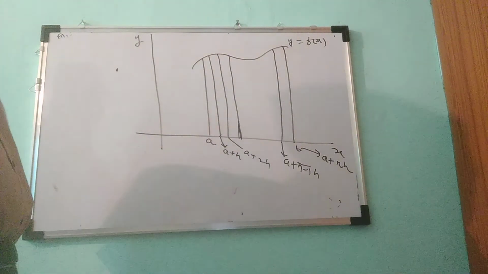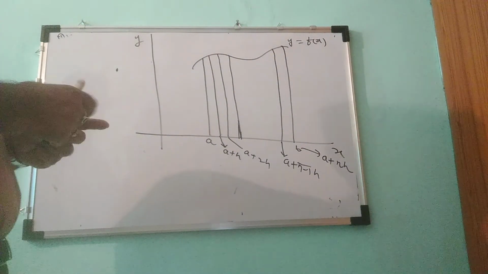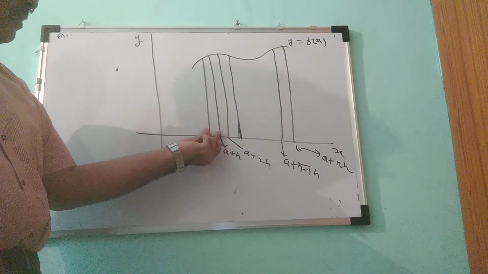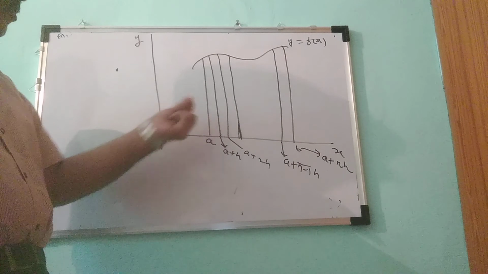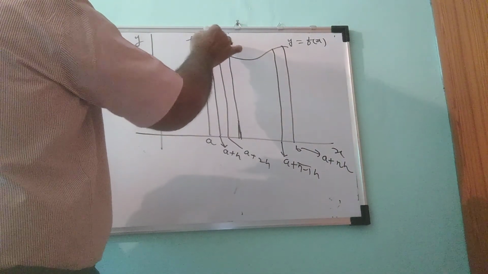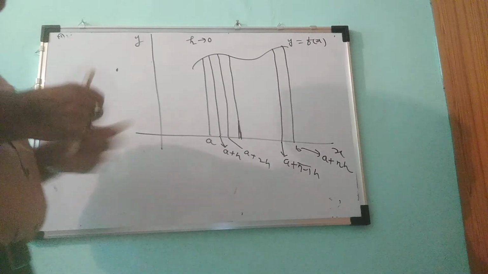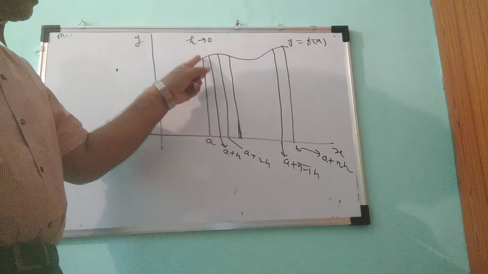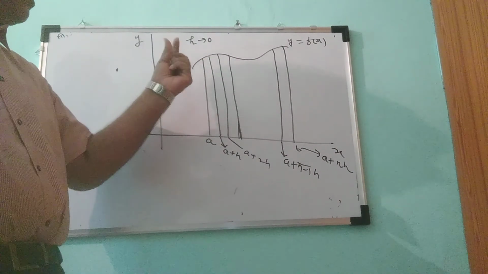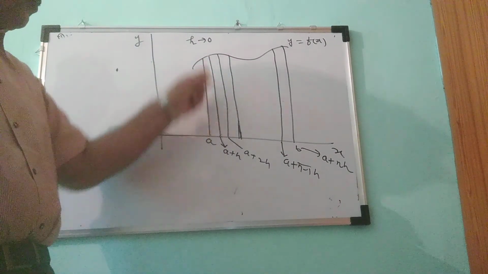Now suppose this gap is very small, very small as 0. That is, I say if h is tending to 0. If this gap is very small, this curve will look like a straight line. And this entire figure will look like a rectangle.